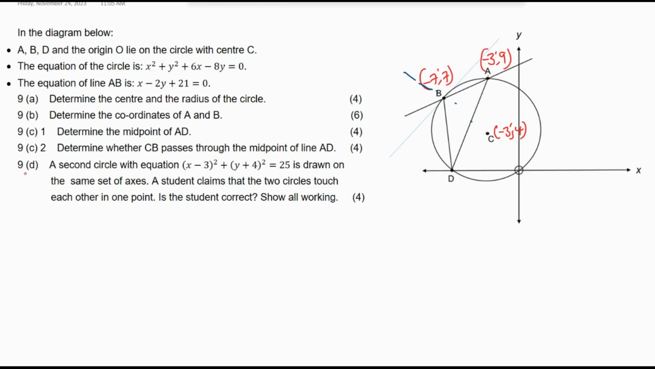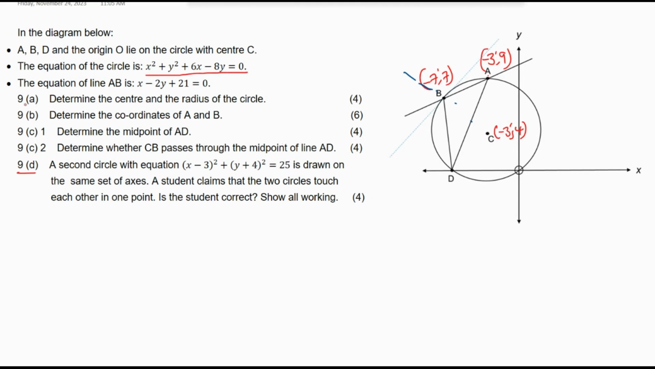Welcome back. Let's do question 9D. In the diagram alongside, A, B, D and the origin lie on the circle with center C. The equation of the circle is x squared plus y squared plus 6x minus 8y is equal to 0.